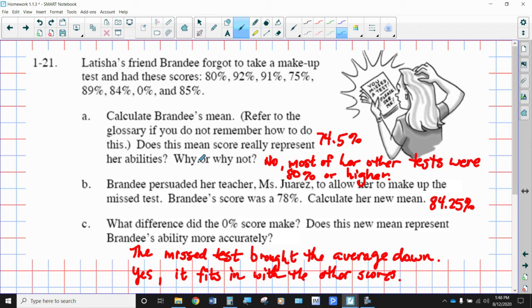Does this score really represent her abilities? And my answer is no, not really, because that 0 is an outlier. It's messing up the overall average. If she got nothing below an 80, oh, I guess she did have a 75, didn't she? But still, her average here is lower than the lowest score of all the tests that she actually took. So that was a little bit wrong. It should be 75 or higher.